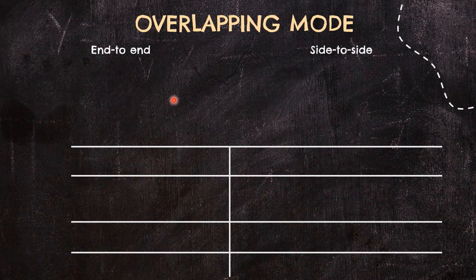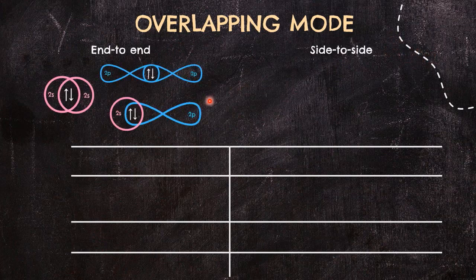There are two modes of orbital overlapping. One is end-to-end, another one is side-to-side. Here is an example of end-to-end orbital overlapping, which will form a sigma bond. If you can see here, a sigma bond can be formed between the same orbitals or even different orbitals.